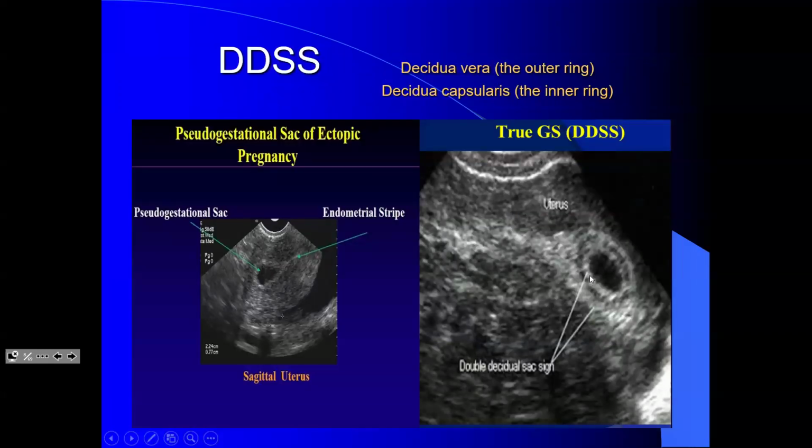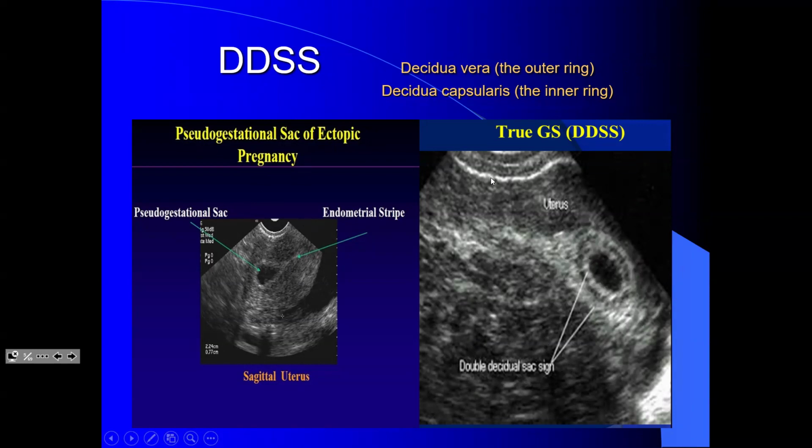Another example of the double decidual ring sign. You have an inner echogenic line and an outer echogenic line. This is how a normal pregnancy would look, the double decidual sac sign. This is a pseudo-gestational sac where it mimics a sac, but it doesn't have an inner echogenic line like this. So this is a sac of ectopic pregnancy, as I was just referring to earlier.